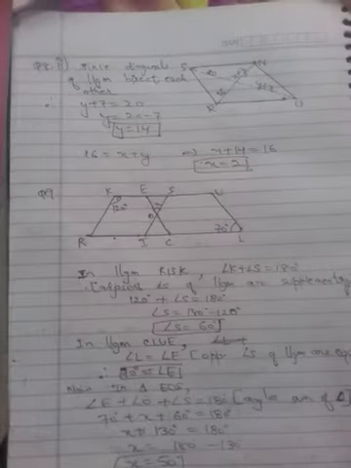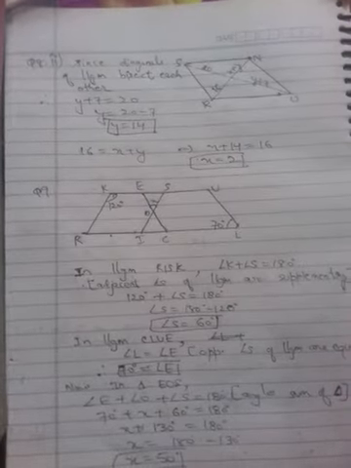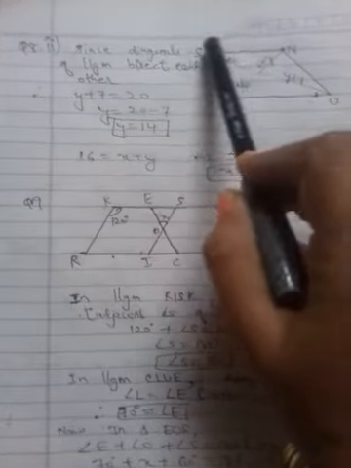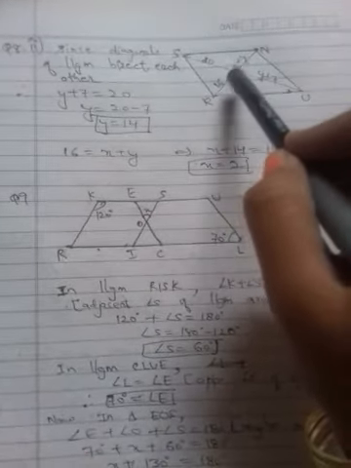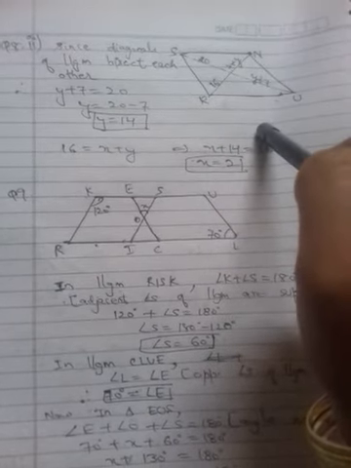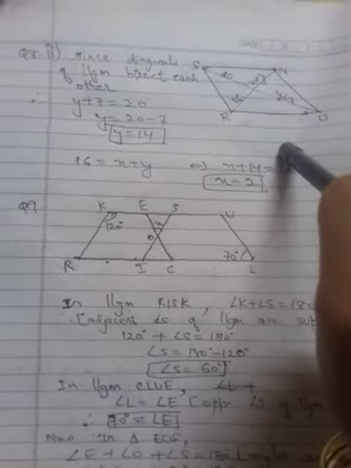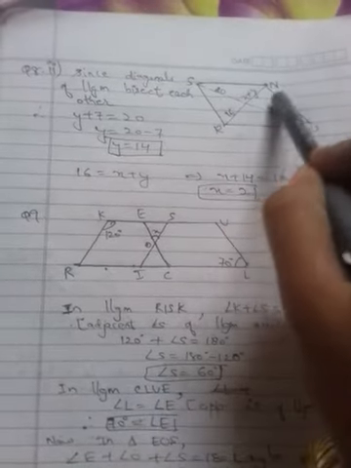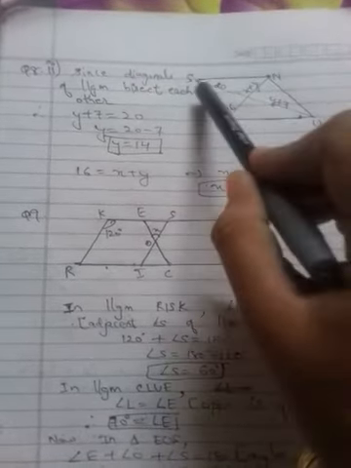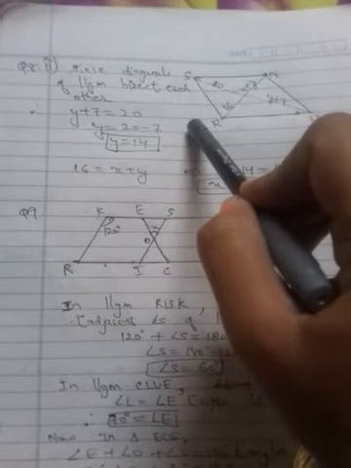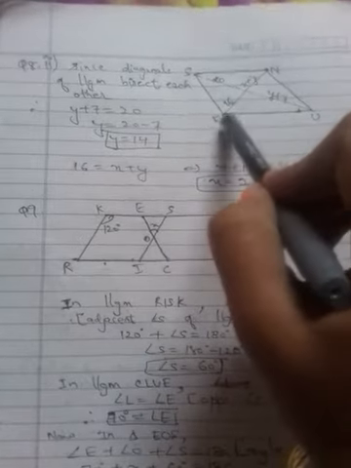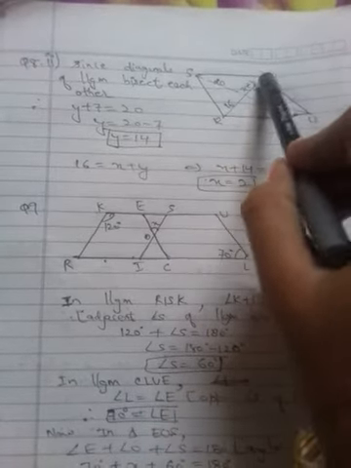Students, next is our 8th question. I am solving the second part for you. In this, a parallelogram is given and we have to find the value of x and y. As I have already told you, the diagonals of the parallelogram bisect each other. It means this length is equal to this, and this length is equal to this length.